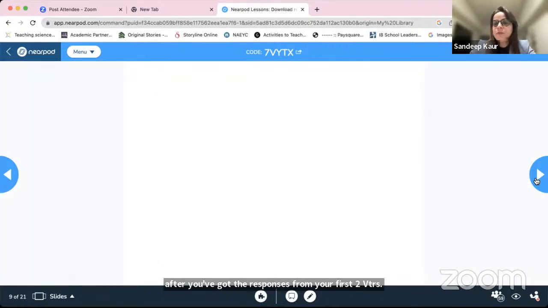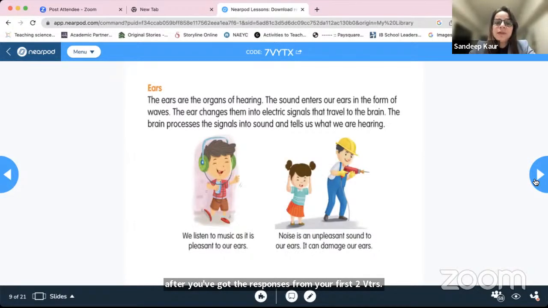Moving forward, we are going to pick up another sense organ, that is the ears. The ears are the organs of hearing. The sound enters our ear in the form of waves. The ear changes them into electrical signals that travel to the brain. The brain processes the signals into sound and tells us what we are hearing. We listen to music as it is pleasant to our ears. Noise is an unpleasant sound to our ears. It can damage our ears.